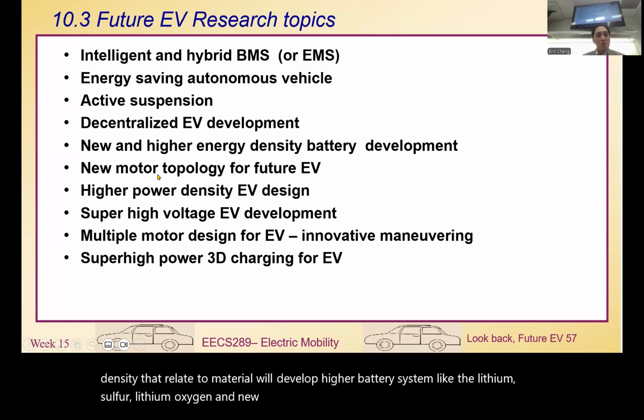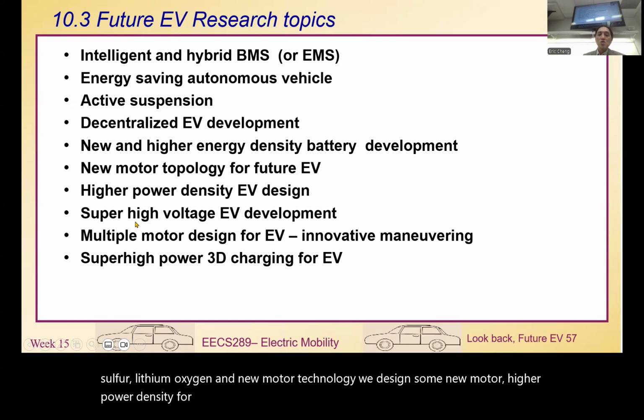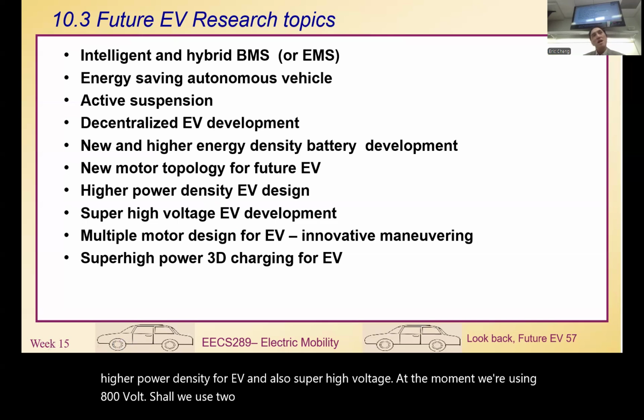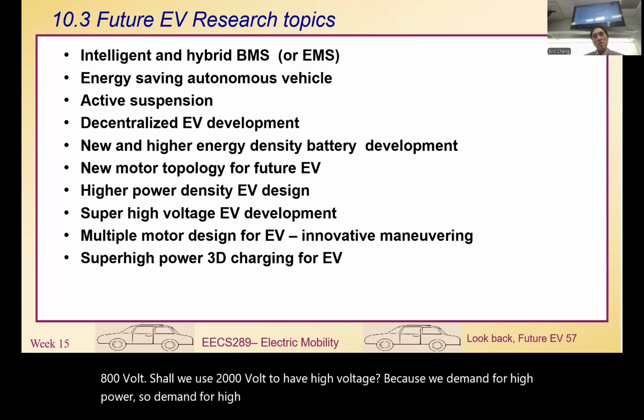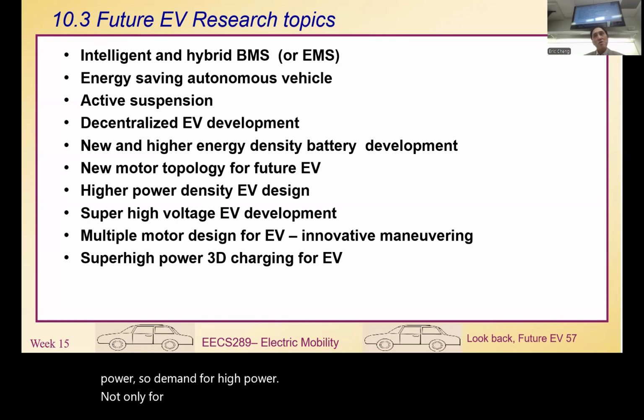We need to design some new motors, with higher power density for EV, and also super high voltage. At the moment, we're using 800 volt. We could use 2000 volt because we demand high power. The demand for high power is not only for better efficiency, but we need to go for high voltage. And the multiple motor design.